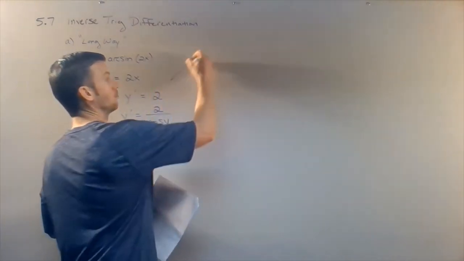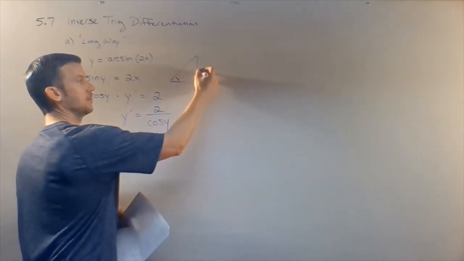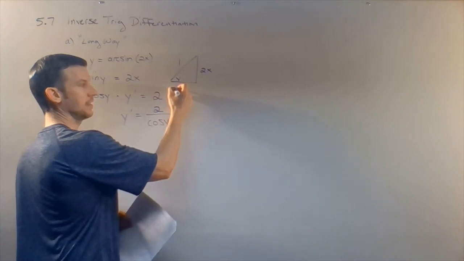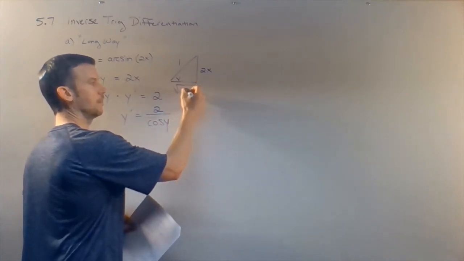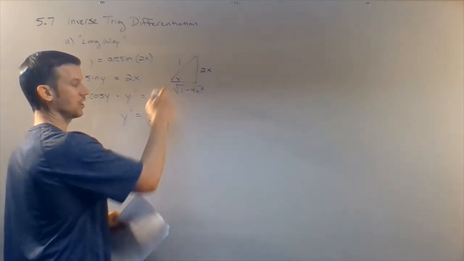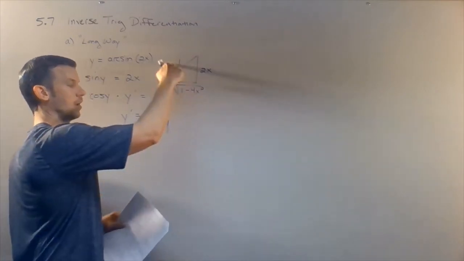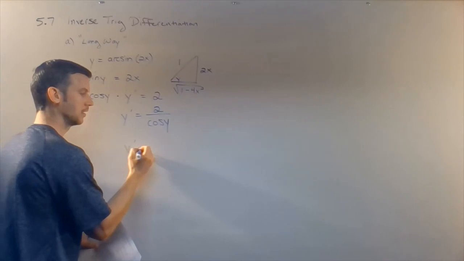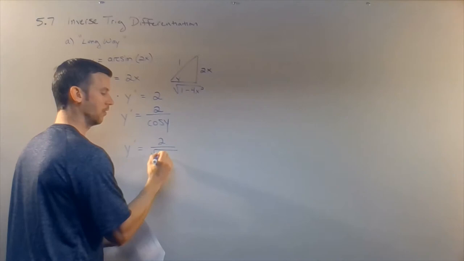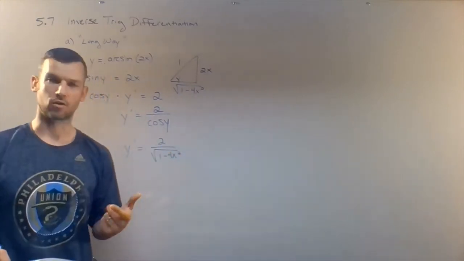So if I set up my right triangle, the sine of this angle is the opposite over the hypotenuse, which makes this bottom side, the adjacent side, the square root of 1 minus 4x squared by the Pythagorean theorem. And then the cosine of y, which is really what I want to know, is this divided by 1. So I can rewrite this as 2 divided by the cosine of y, which is the square root of 1 minus 4x squared. So that would be the work if we didn't learn the shortcut.